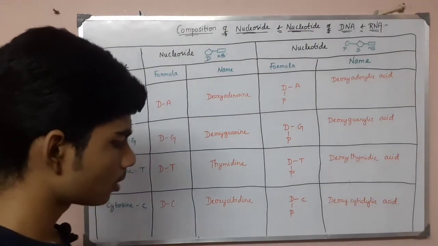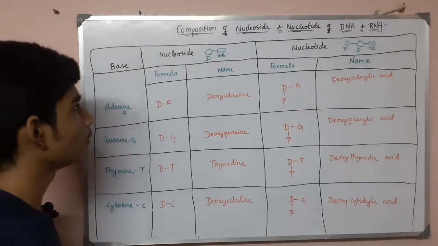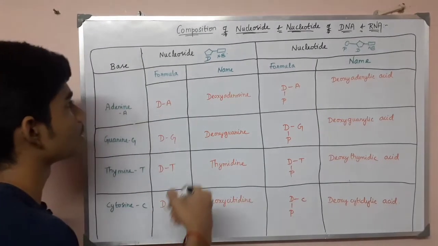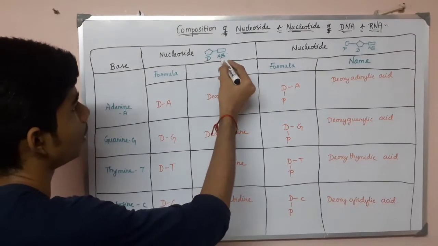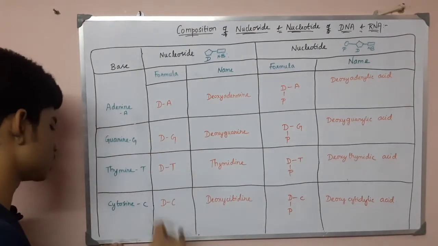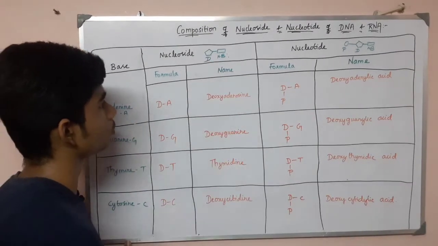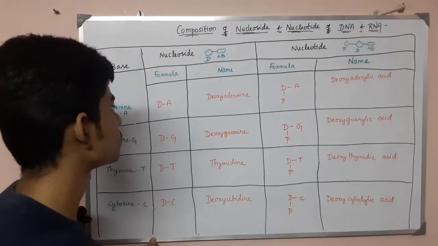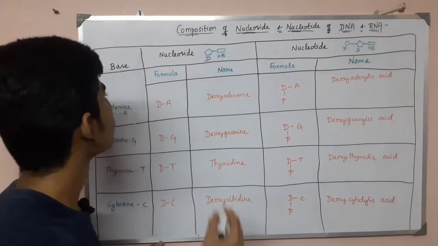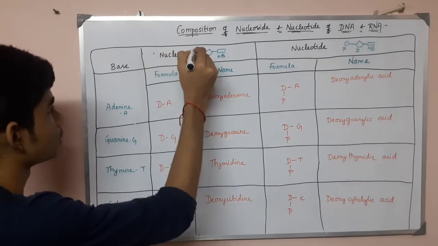So let's see the combinations with deoxyribose sugar. What is a nucleoside? A nucleoside is the combination of a pentose sugar and a nitrogen base. It may be adenine, guanine, thymine or cytosine. So let's see the combination of deoxyribose sugar with the nitrogen bases. First, we will see the nucleosides.